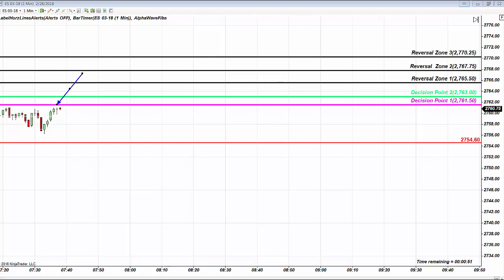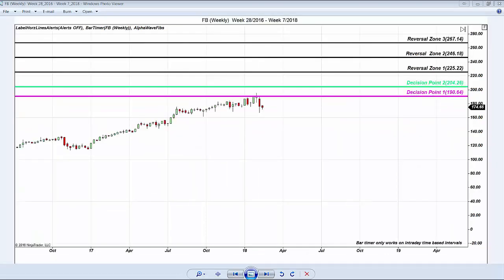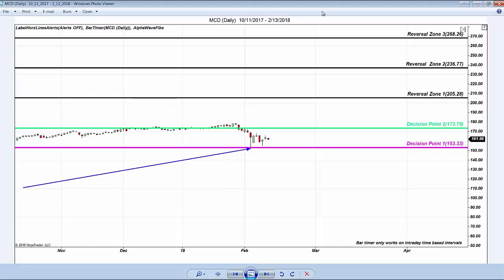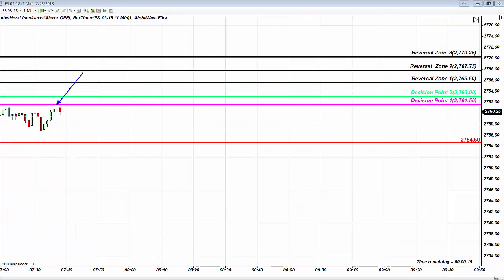Here's the exact same identical formula on Facebook, where Facebook had been stuck at the ultimate resistance 190 level for months. Here's the exact same identical formula on McDonald's, where McDonald's was stuck at ultimate support for months. And this is what's playing out on S&P this morning, 1-minute chart. And this is what played out on oil this morning, 1-minute chart.